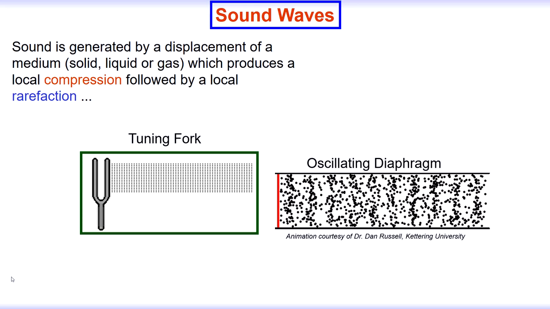Let's look at another type of displacement of a medium that generates a sound. Consider an oscillating diaphragm. Thanks to Dr. Dan Russell for this animation. The diaphragm is able to move backwards and forwards, and as it does, it displaces this medium. And we're going to identify small parts of this medium by these dots. So each dot represents a little bit of a parcel of this medium.